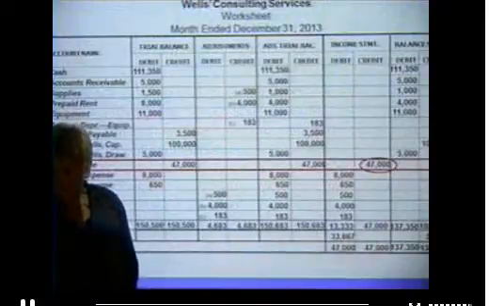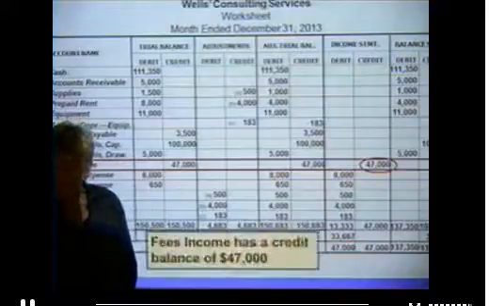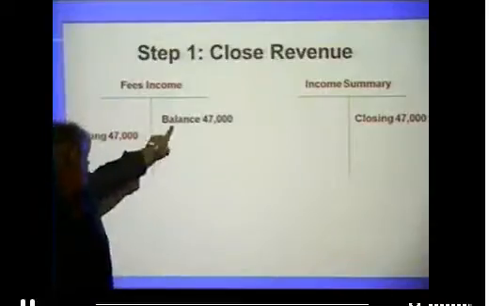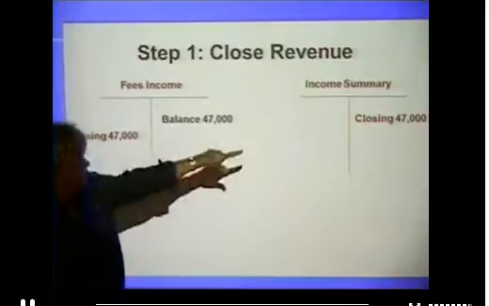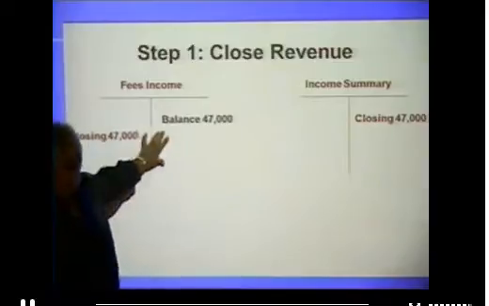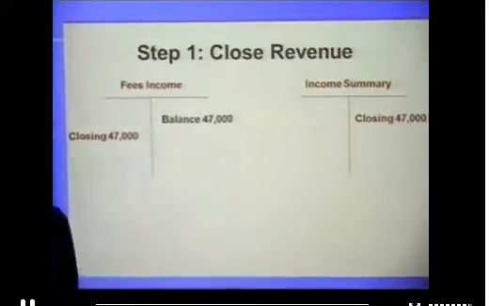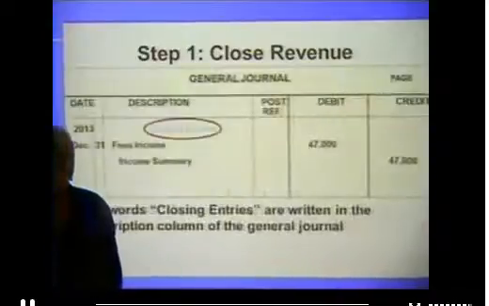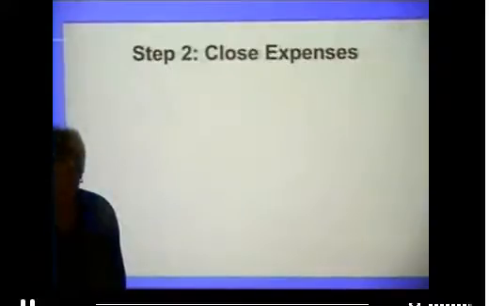Here's our fees income. You get all this information right on your worksheet, income statement column. We're taking our fees income, which has a balance of $47,000. We're going to debit it so that it has a zero balance, and put the revenue in the income summary account. Closing entries: debit fees income, credit income summary.